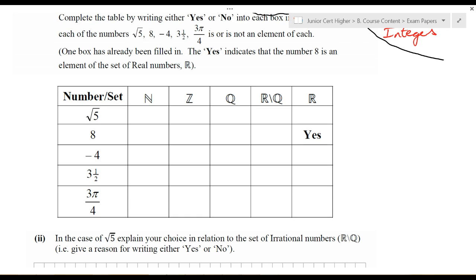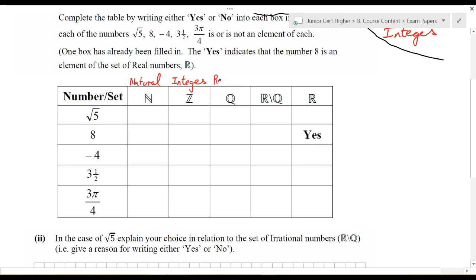Okay, so what I'm going to do to start off, just at the top above each letter, I'm going to write what the number set is. So N is natural numbers, Z is the set of integers, positive and negative whole numbers. Natural numbers are positive whole numbers only, integers are positive and negative whole numbers.